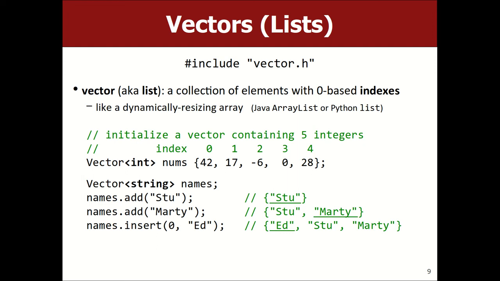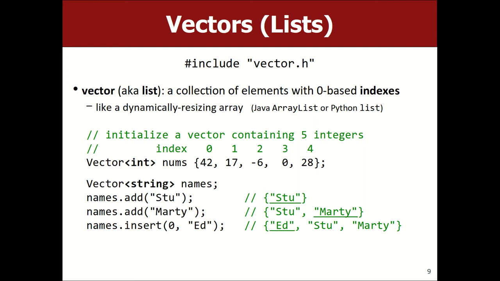Or you can build up the contents of the vector over time. You can construct a new vector with no elements like I did there, a vector of strings called names, and then you can add and use other methods to grow the contents of the vector. So I add Stu, I add Marty, I insert Ed, I can grow it as the program goes along. Okay? So that's what a vector is.